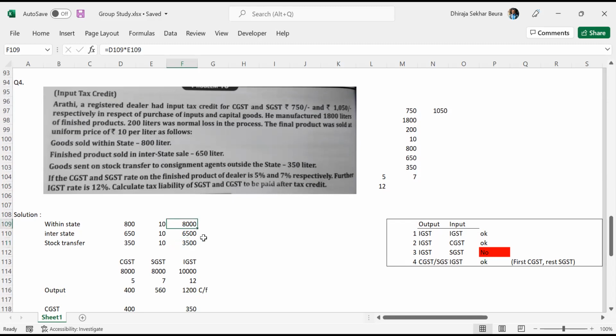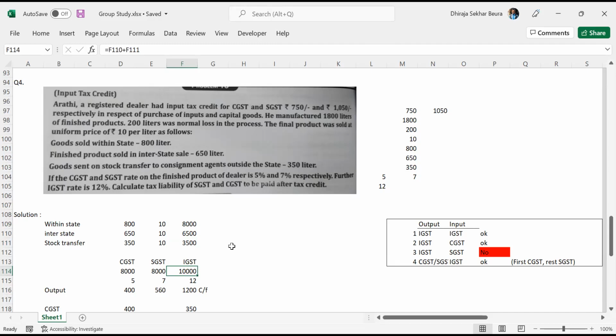Now 8,000 is within state, so CGST and SGST apply. So CGST and SGST, the transaction value is 8,000. Your tax rate is 5% and 7% as provided in the question. Simply multiply, we have the tax of 400 and 560. So the balance, that is 6,500 of interstate and stock transfer of 3,500, on both of these, actually the IGST applies. The total comes to 10,000.